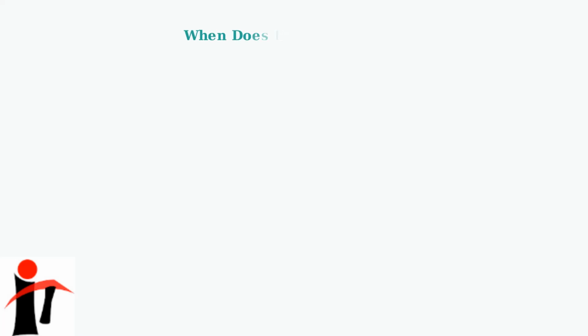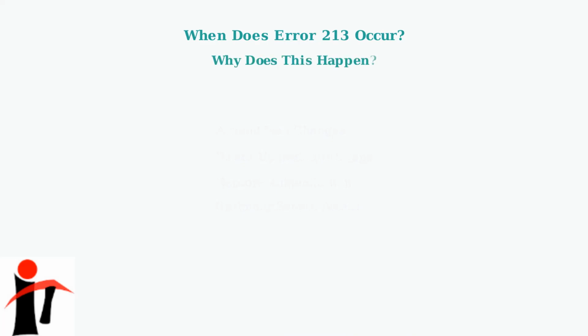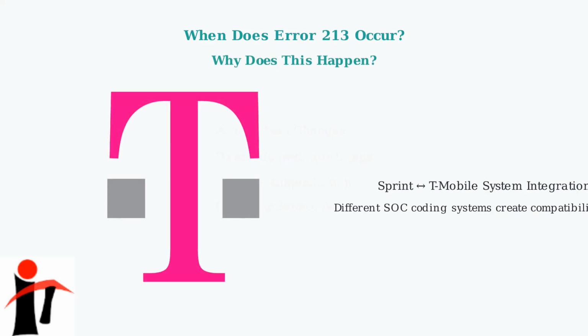Error 213 typically occurs during specific account activities. You might encounter it when trying to change your service plan, upgrading or swapping devices, during network authentication processes, or when customer service tries to access your account information. The root cause of this error lies in the ongoing integration between Sprint's legacy systems and T-Mobile's infrastructure. Sprint used a different SOC coding system than T-Mobile, creating compatibility issues when the systems try to communicate.